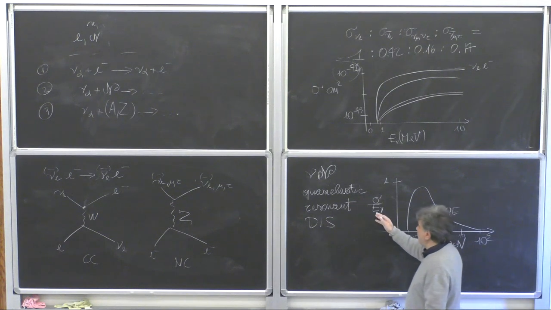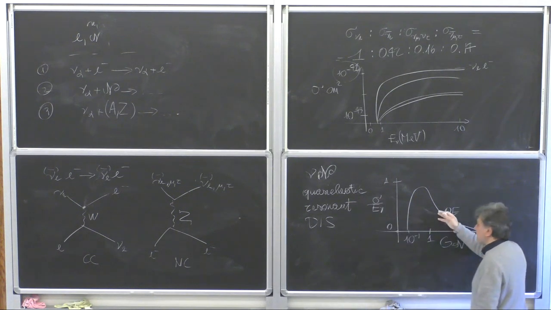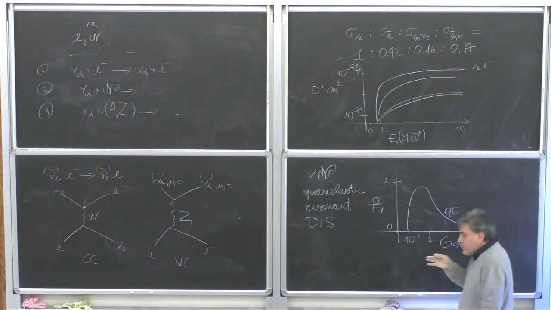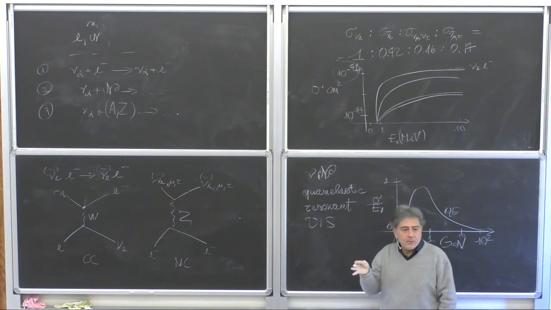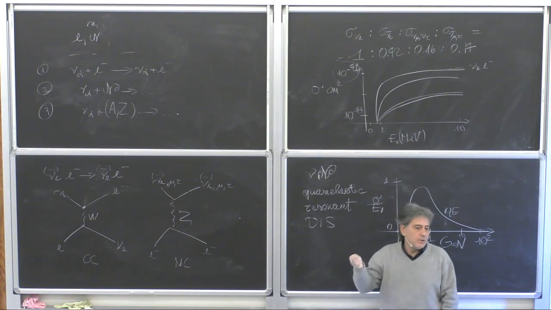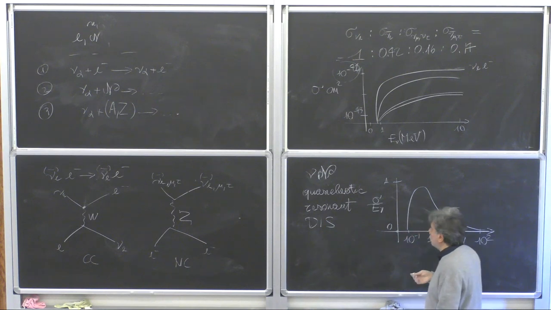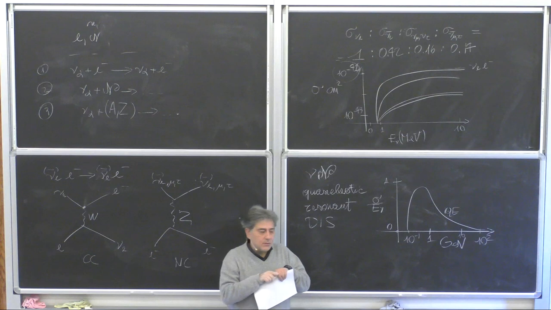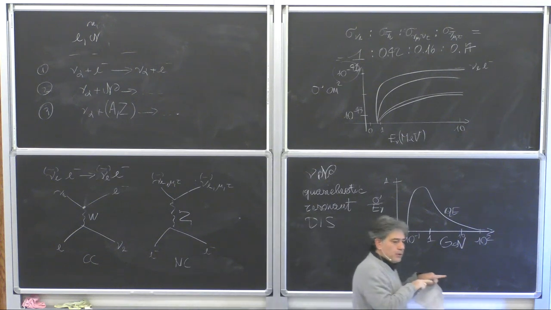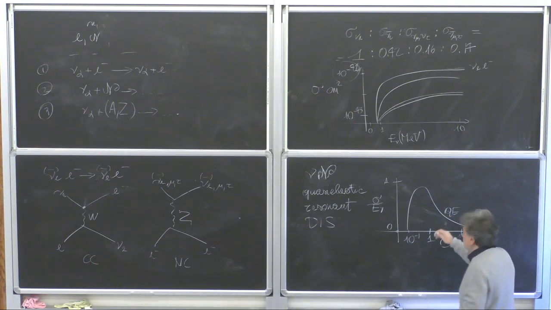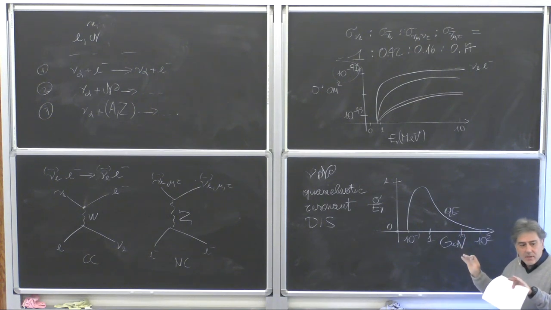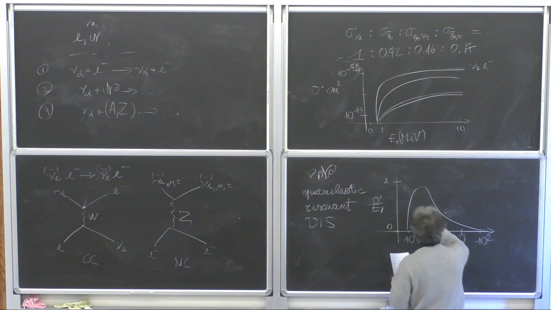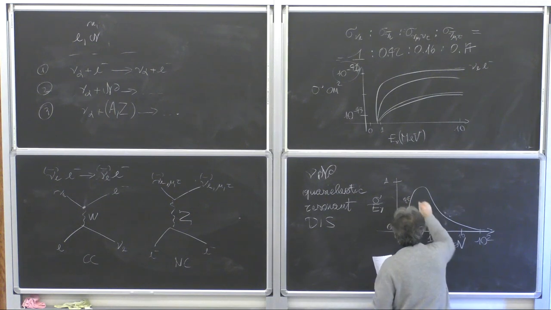So when energy increases, the quasi-elastic contribution decreases, because with higher energy, the neutrino will break the nucleon. Instead of having a quasi-elastic scattering, so a proton going to a neutron or vice versa, you will have many fragments from the scattering. Then there is, let's write smaller here, quasi-elastic.